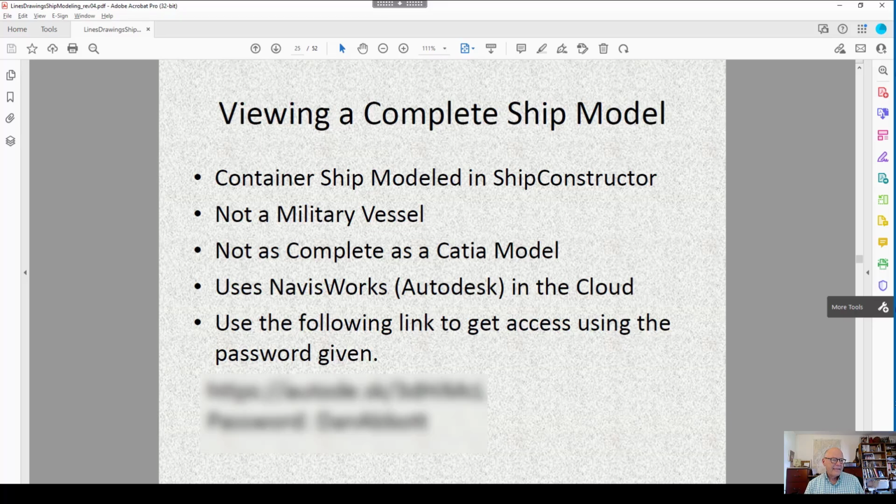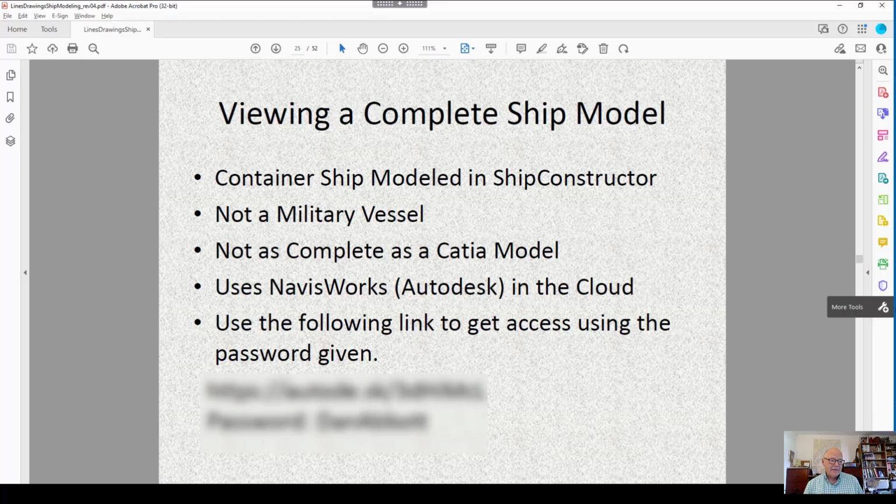So what I want to do next is have you take a look at a complete, well, it's actually not complete, but it's somewhat complete ship model. This is a commercial ship. It was designed using Ship Constructor, and the company that makes Ship Constructor provided me with this model. It's not a military vessel. It's not as complete as a CATIA or another model would be when it was at its end.